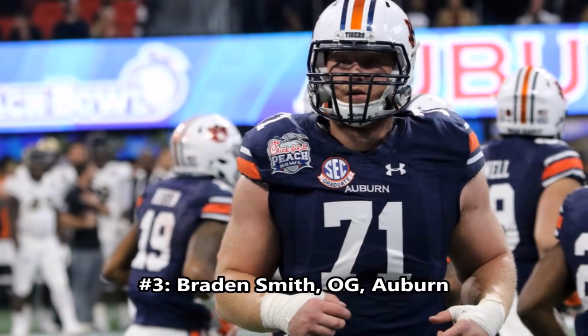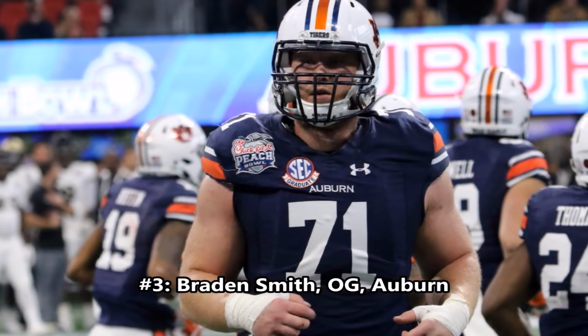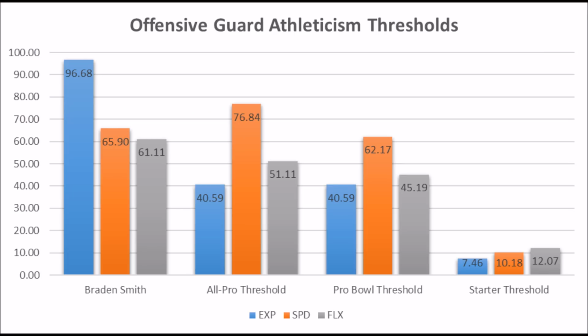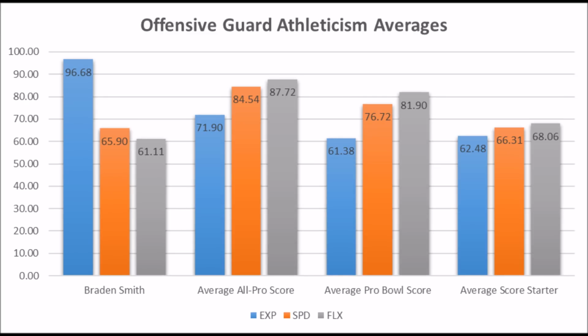And of course, we get to number 3 on this list, Braden Smith, offensive guard out of Auburn. When you look at his athleticism testing, he had a 96.68 explosive lower body strength score, 65.90 speed score, and 63.11 flexibility score. He pretty much hits all the bottom end thresholds for Pro Bowl potential based on his athleticism traits. When you look at the averages at the position, he's kind of below what the average score is for all-pro players, Pro Bowl players, in terms of his speed score.